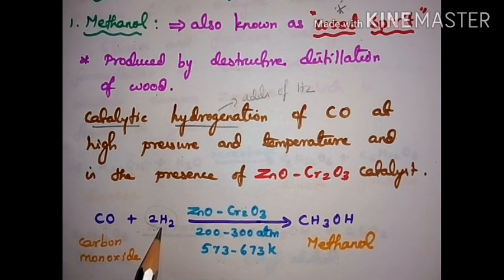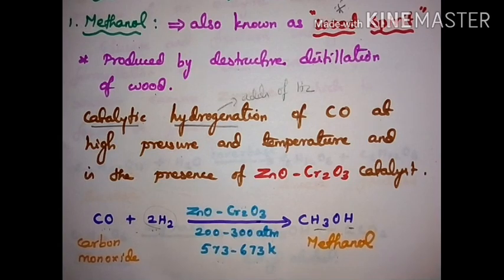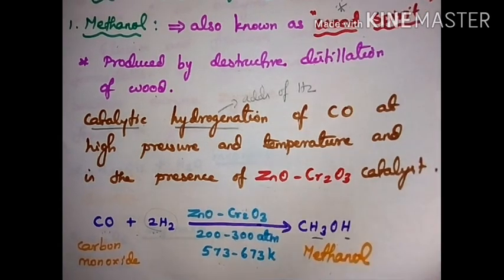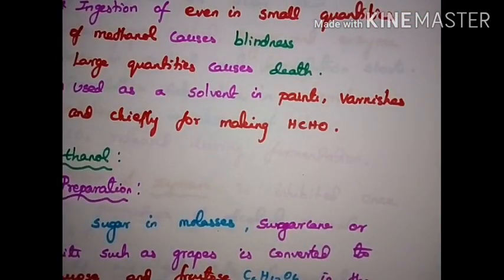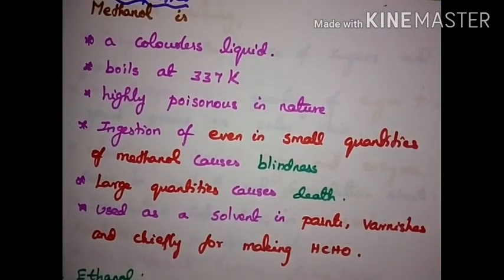We get 4 hydrogens: 3 hydrogens in this form and 1 hydrogen here with 1 oxygen. So we get methanol. Next we are going to see the properties of methanol.